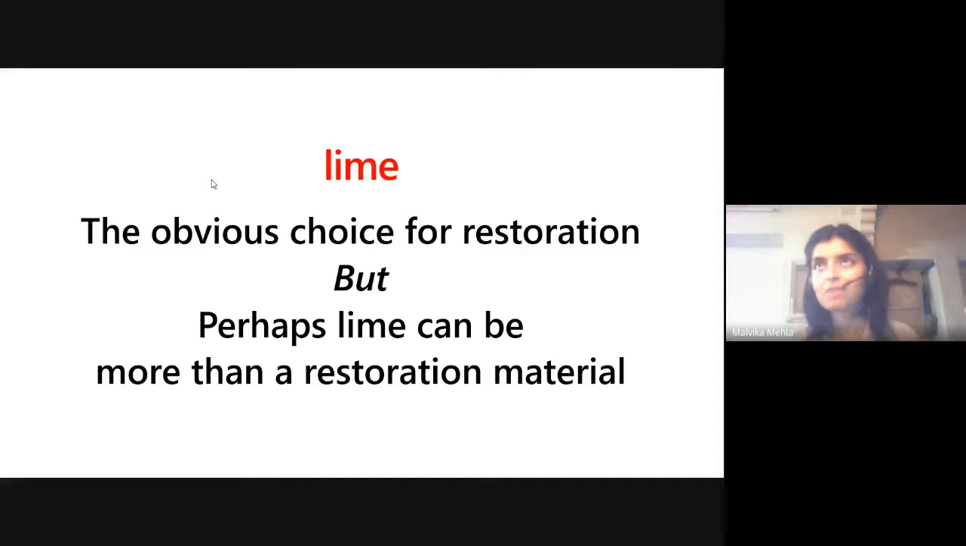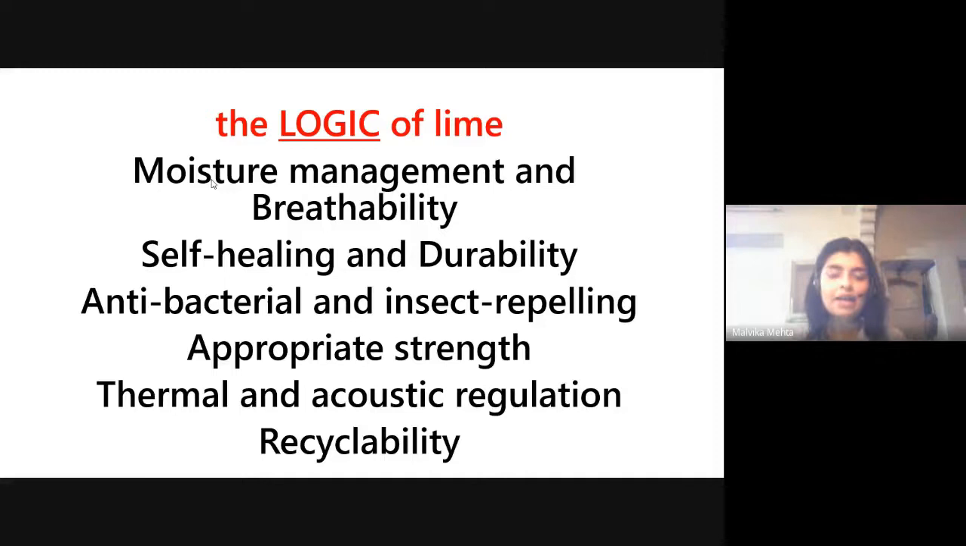But anyway, I also slowly started realizing that lime can be much more than a restoration material, and I want to explain that to you. I want to share certain key pivotal discoveries. Some were very slow, over a period of years, and some were like eureka moments. But this is what I experienced in the first two to three years of living in and out of the Bichli Haveli.